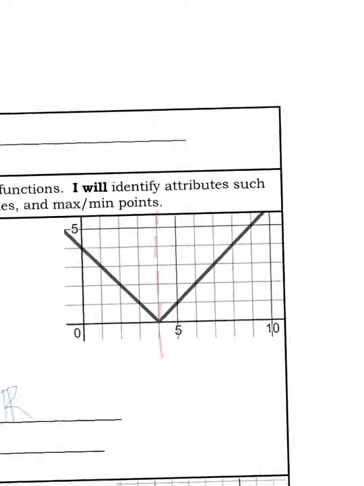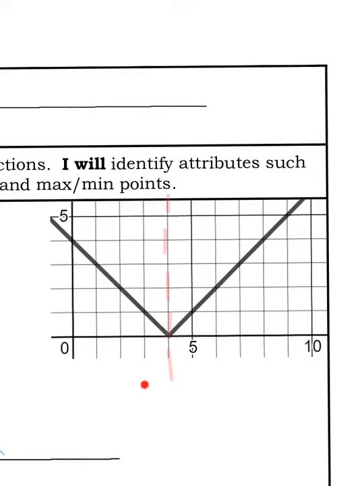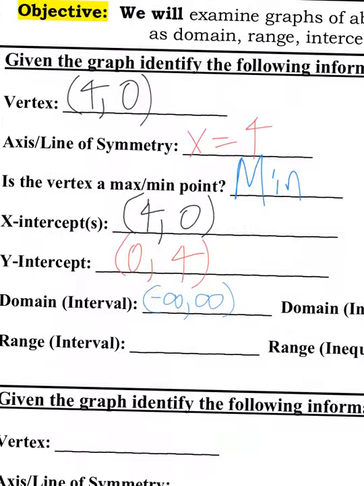Now the range is going up and down. So it can go up, but it can't go down in the negatives, right? And so for the range, what is the y value of the vertex? And that's 0, right? Because it's at 4, 0. So it's really, really tempting to say y is greater than or equal to 4, because you see it's right there at 4. But remember, it's at 4 on the x-axis. So if it's on the x-axis, it doesn't really matter. It needs to be, what's the number where it's at on the y-axis? Because range is y numbers. So this is y is greater than or equal to 0.